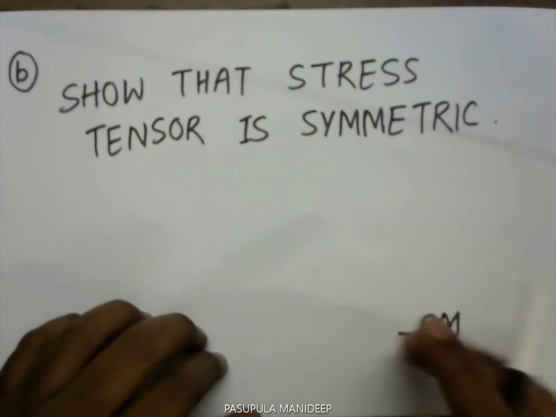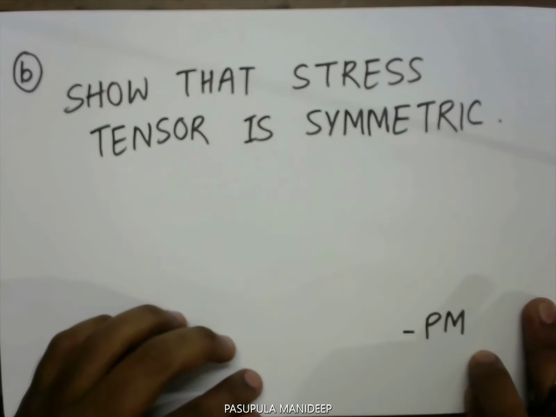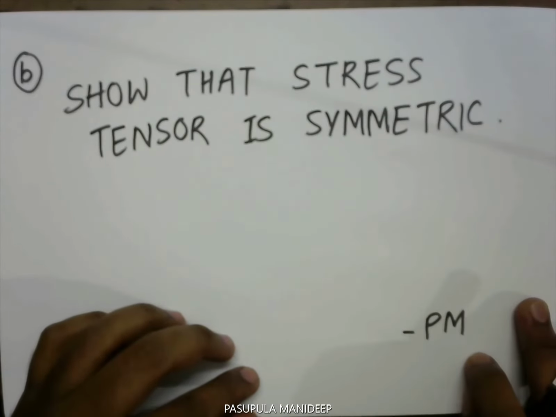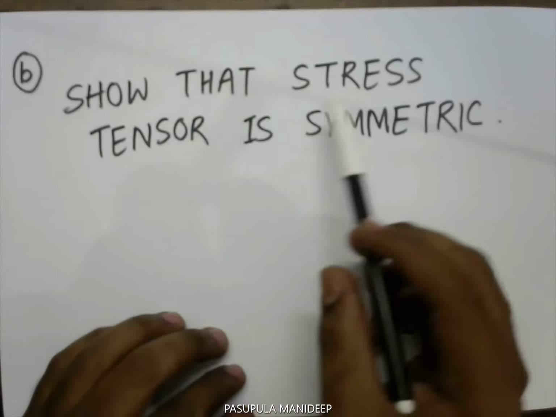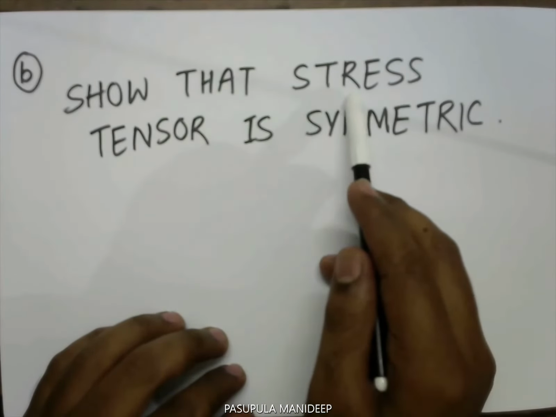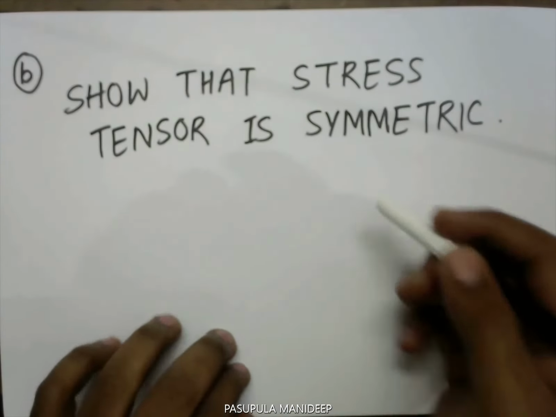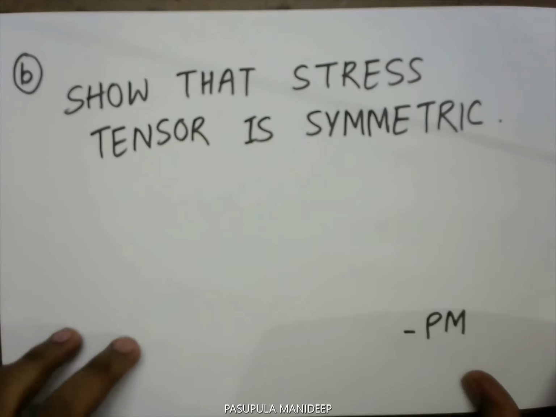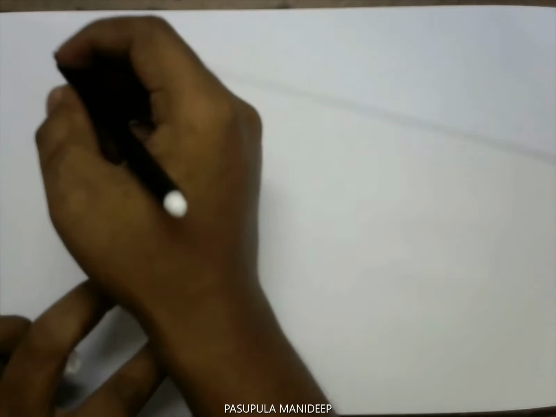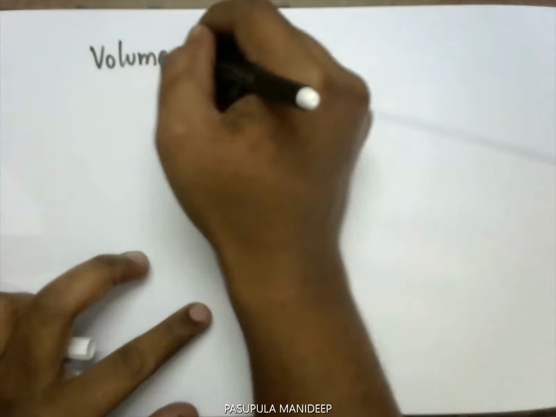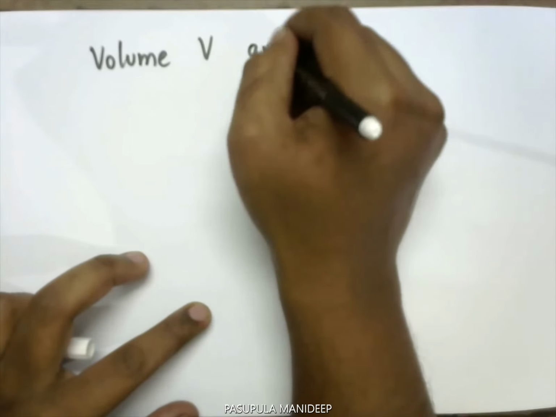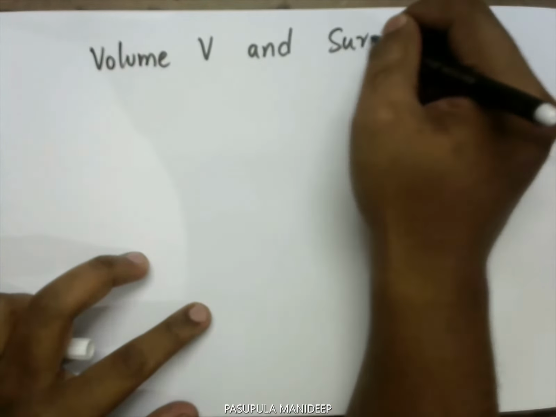Hey, in the previous video, we derived the stress tensor from the Cauchy construction. In the present video, let us show that the stress tensor which we have derived is symmetric. Let us start the procedure by assuming a fluid element of volume V and surface S.